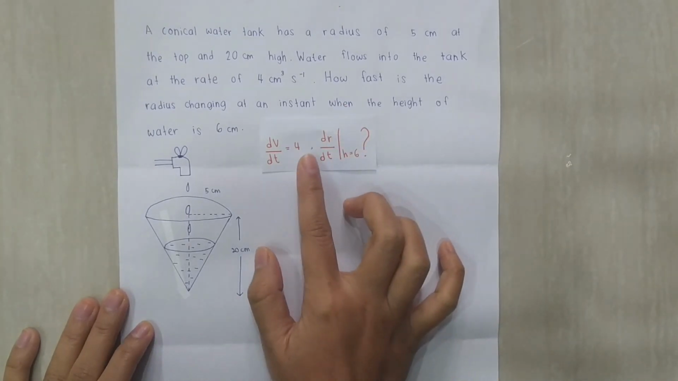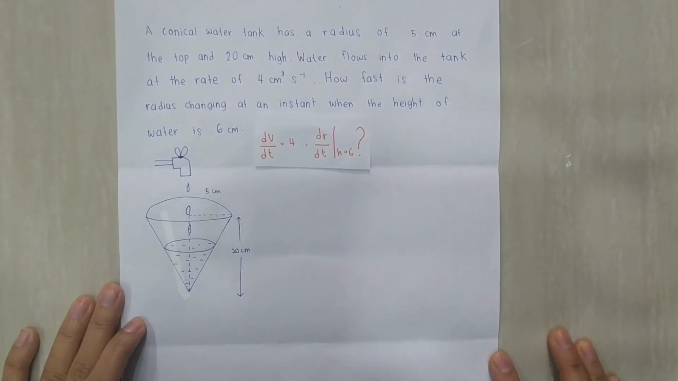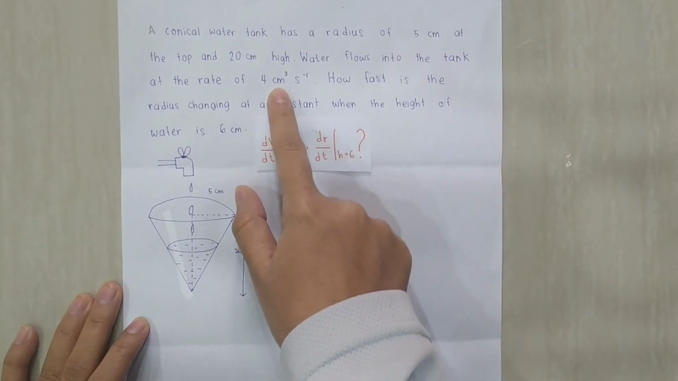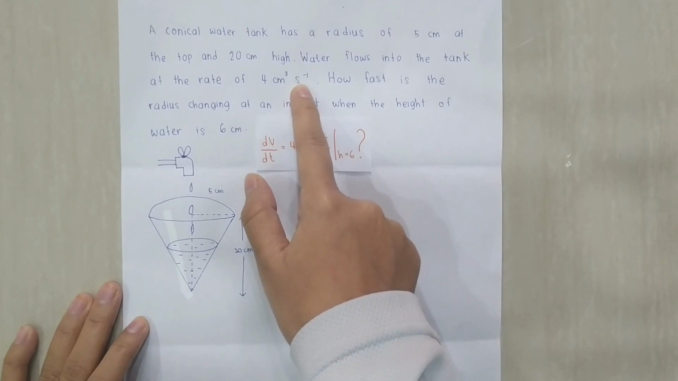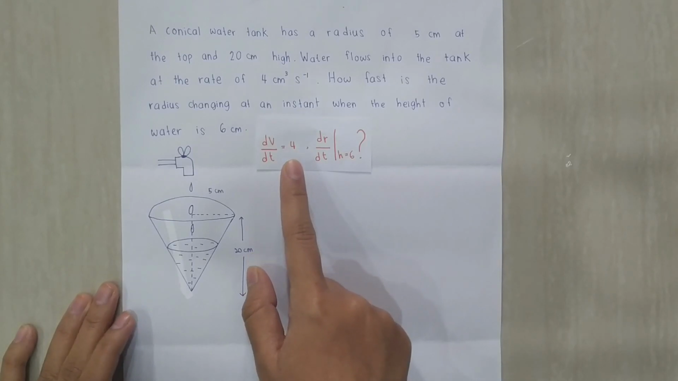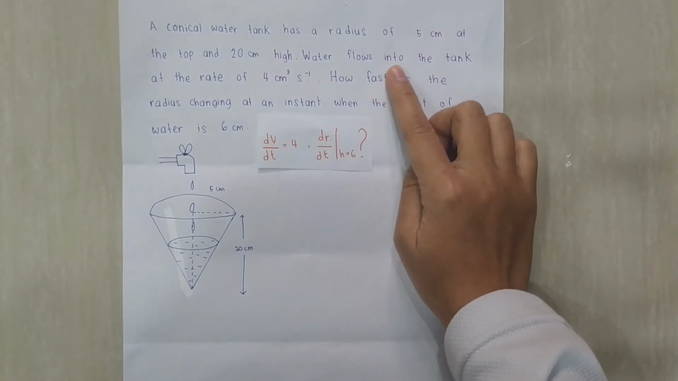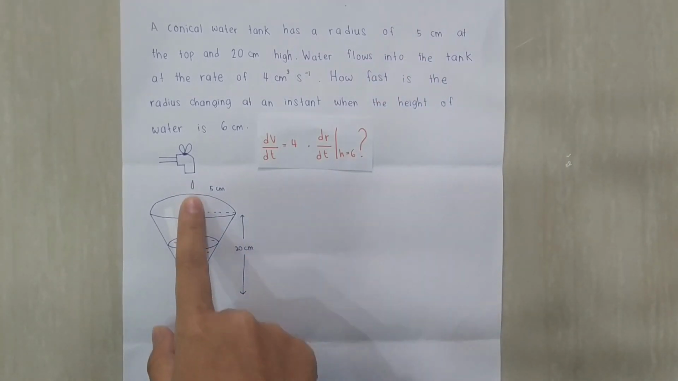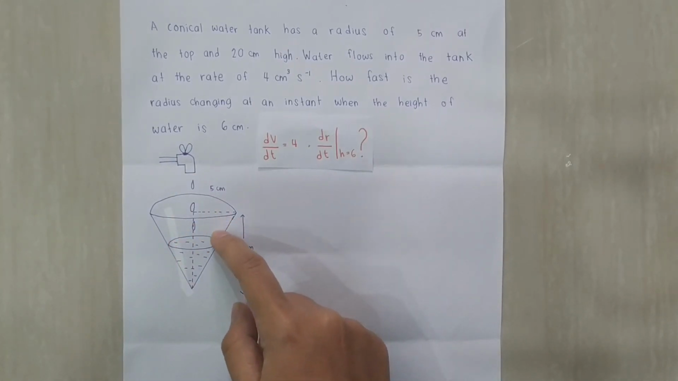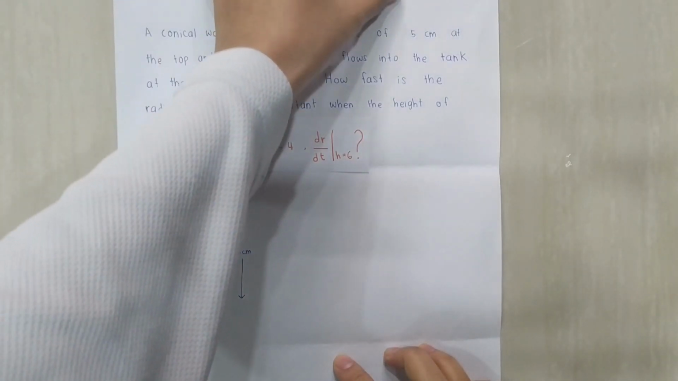So how to understand this? How to know it is dV over dt, dr over dt? The easiest way is to look at the unit here. cm³ is for volume and per second means 1 over time. So it's dV over dt. So how do we know that this is positive 4? This is because we have to look at the question properly. Water flows into the tank. It means the volume of the water will be increasing, and the height of the water will keep changing. So it is positive.